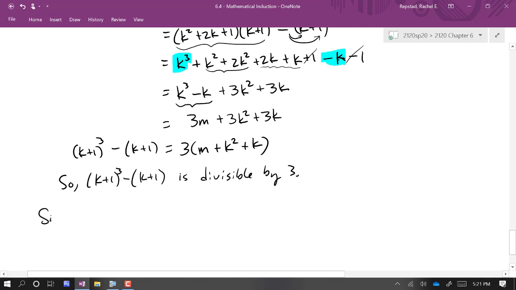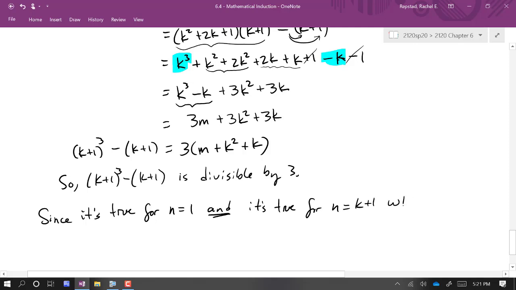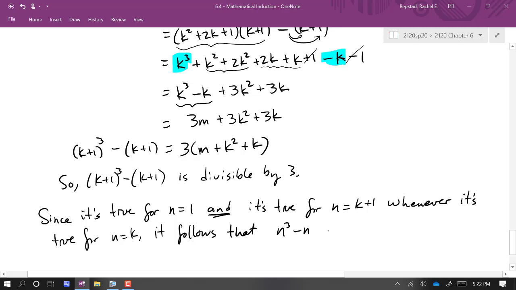So, here's our conclusion. Since it's true for n equal to 1, and it's true for n equals k plus 1 whenever it's true for n equals k, it follows that n cubed minus n is divisible by 3 for all positive integers.